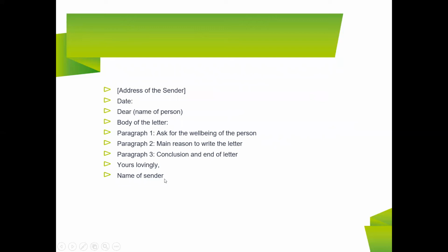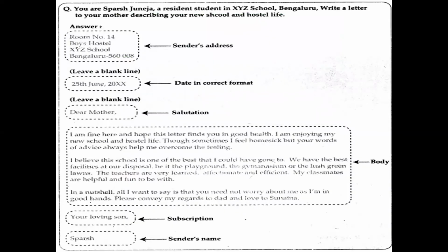And the next one, name of the sender, which is followed by the address of the receiver. Now this is a sample of an informal letter. Look here, the sender's address. Here the sender's address is written on the left side. So in different formats, you can find the address written in different ways.